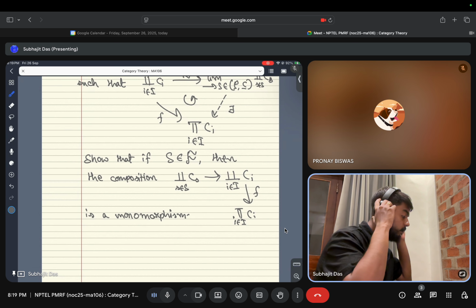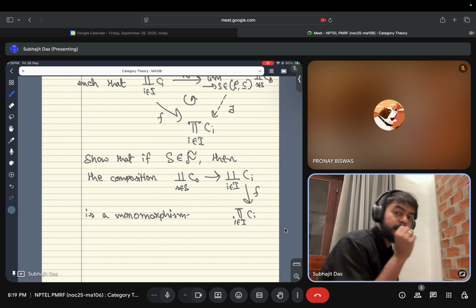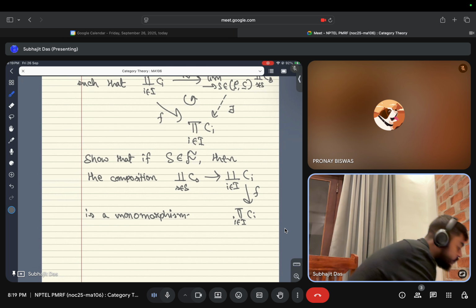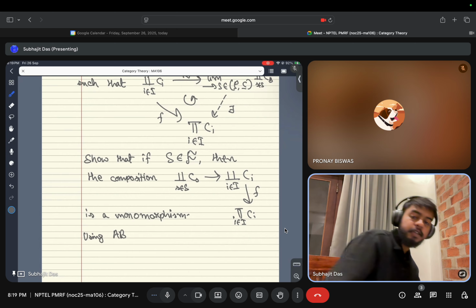So you can show that this composition is a monomorphism, and then using AB5.